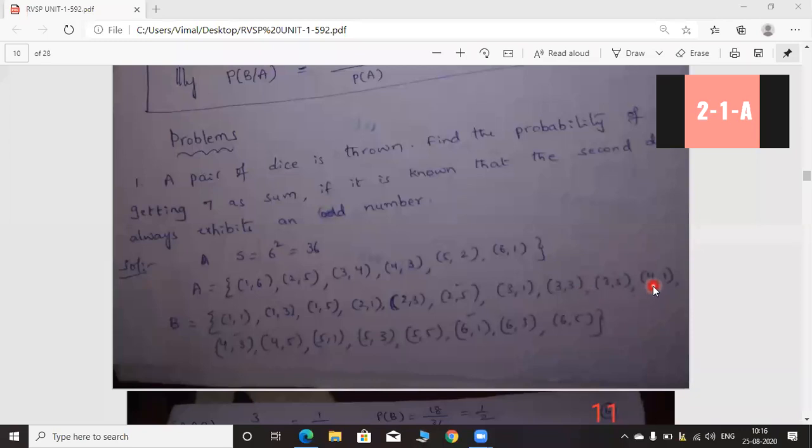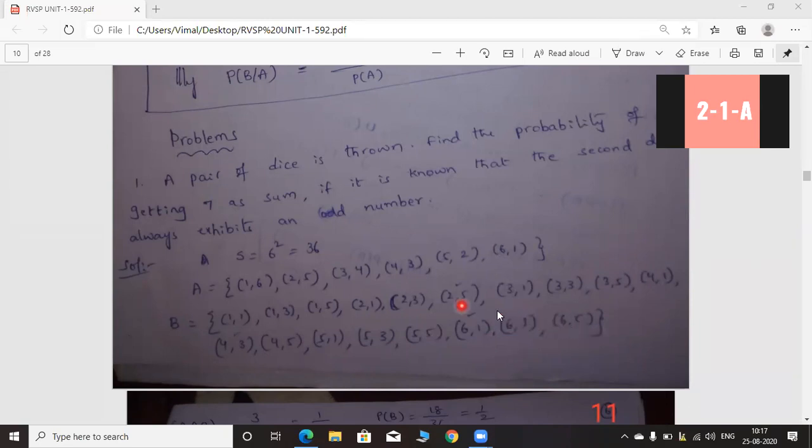Next, on the first die, we may get 4, but on the second die, we must get an odd number like 1 comma 3 comma 5. Next combination, on the first die, we may get 5, but on the second die, we may get 1 comma 3 comma 5 odd number. Similarly, last combinations, see the last combinations. On the first die, we may get the number 6, but on the second die, we must get an odd number like 1 comma 3 comma 5.